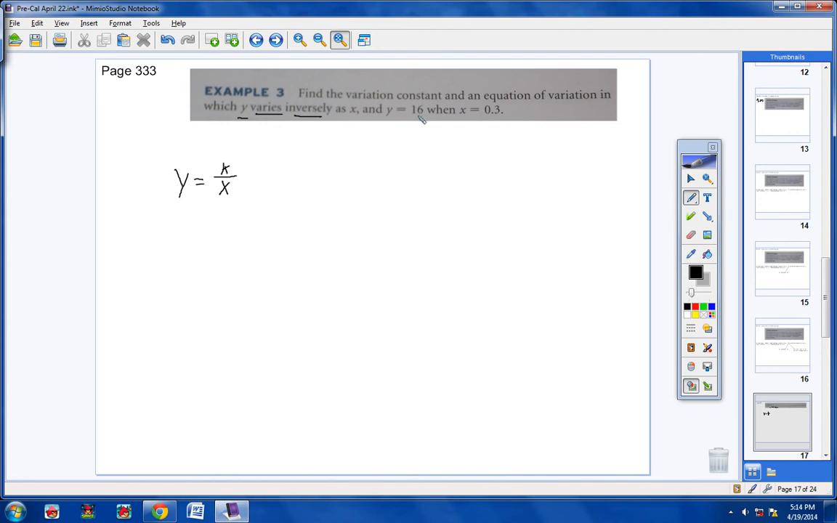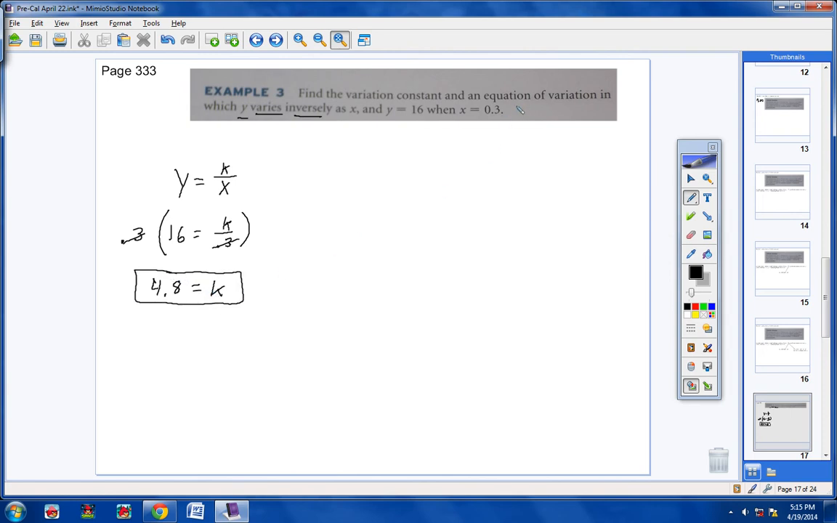And when y equals 16, x is 0.3. So where the y is, I am going to substitute 16. Where the x is, I am going to substitute 0.3. Now, I'm going to multiply the entire equation by my denominator, 0.3, to get rid of my fraction. When you take 0.3 times 16, you will get 4.8, and when you take 0.3 times k over 0.3, your 0.3s will cancel, leaving you with k. So there, you did it. You found your variation constant.